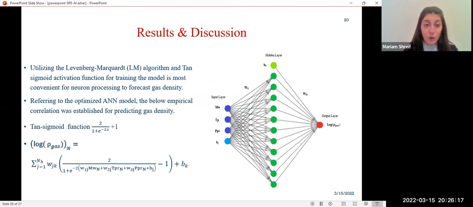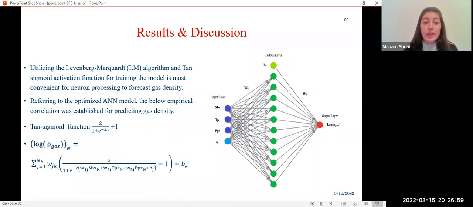For the ANN, we used the Levenberg-Marquardt algorithm, and we used 3 layers: an input, a hidden layer, and an output layer. We use the feed-forward neural network for this model. Feed-forward means that the signal passes through the network in one direction, from the input layer to the hidden layer to the output layer. We don't have any loop.